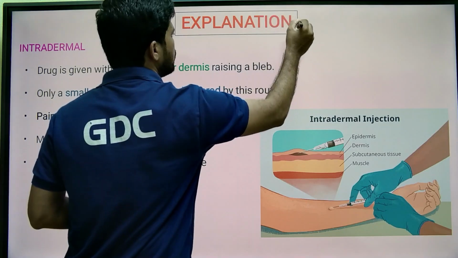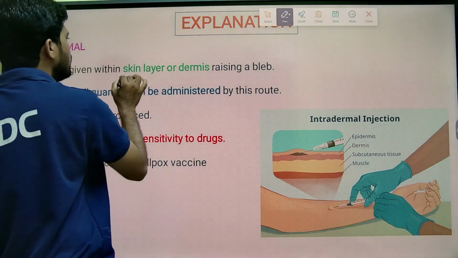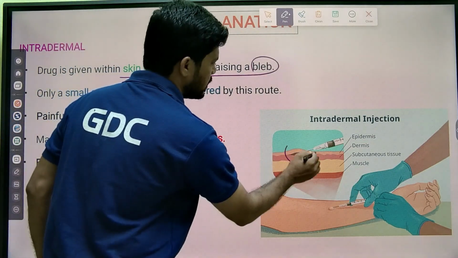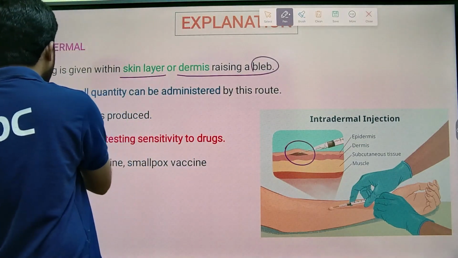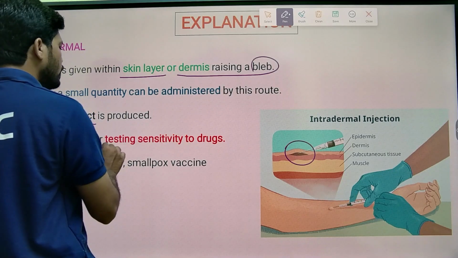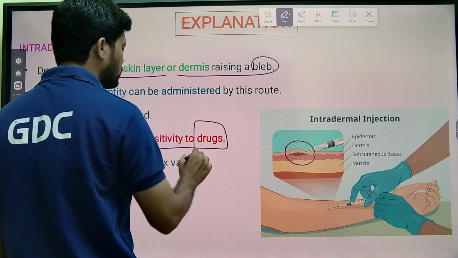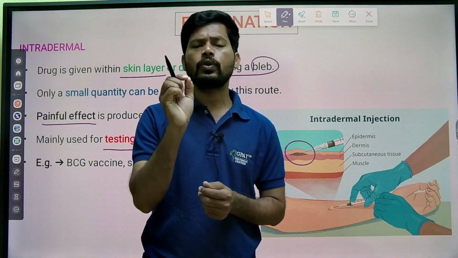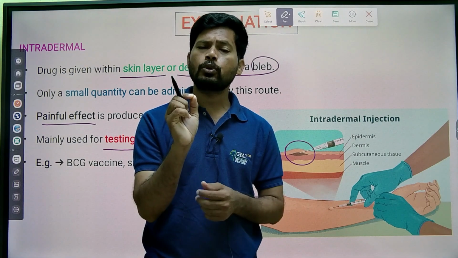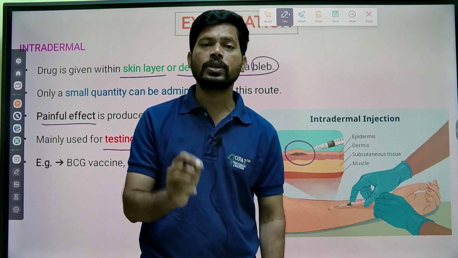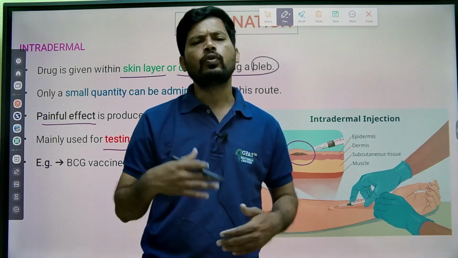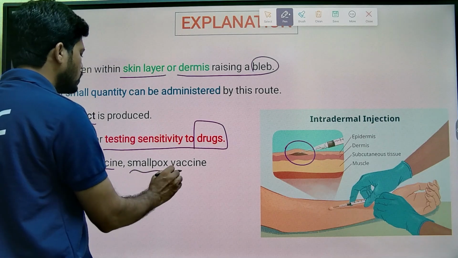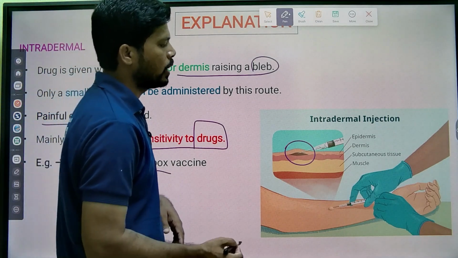So let's see the explanation for more clarity. The drug is given within the skin layer or dermis, raising a bleb, a swelling like this, and a painful effect, definitely pain will be there. Mainly for testing sensitivity to drugs. Some persons may produce allergic reactions to particular drugs. So that's why initially we will use a small dose. If that small dose does not produce any allergic or sensitive reaction, then we will go for higher doses. Examples like BCG vaccine and smallpox vaccine are given by the intradermal route of injection.